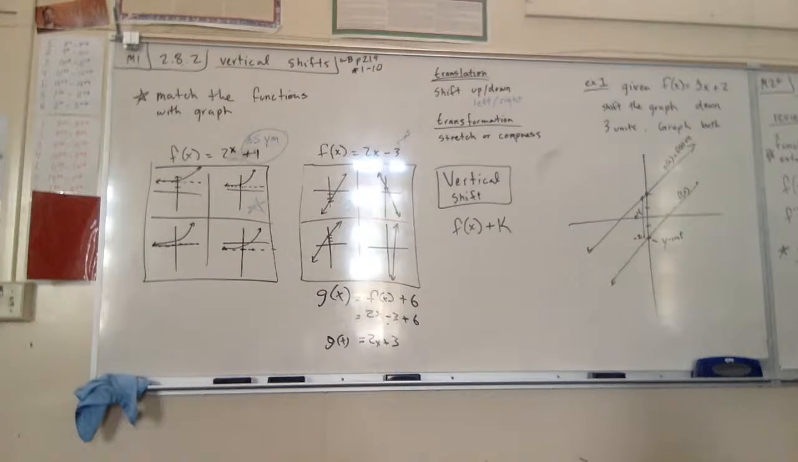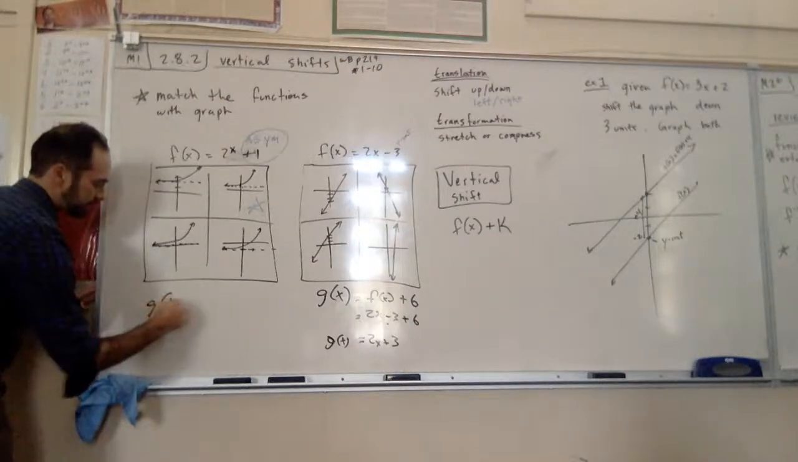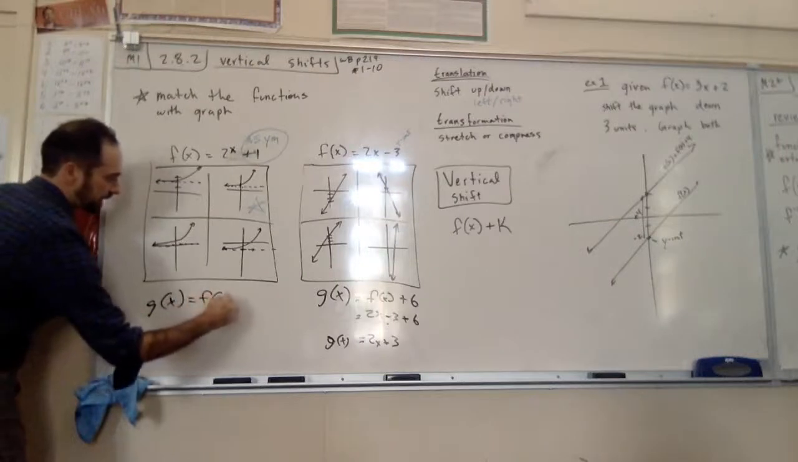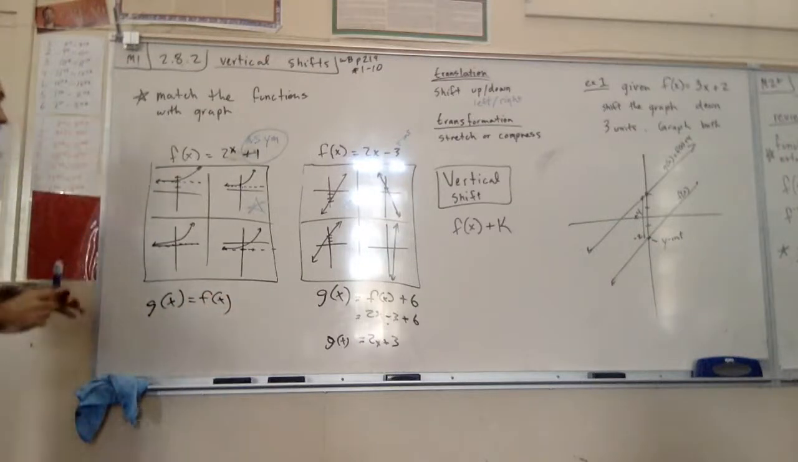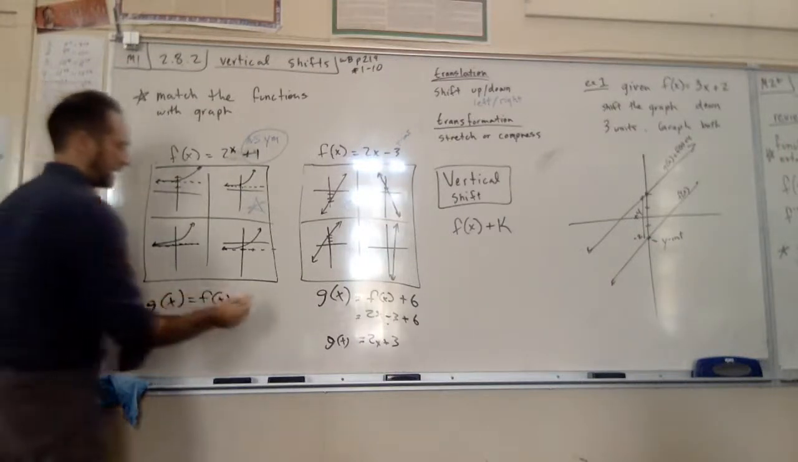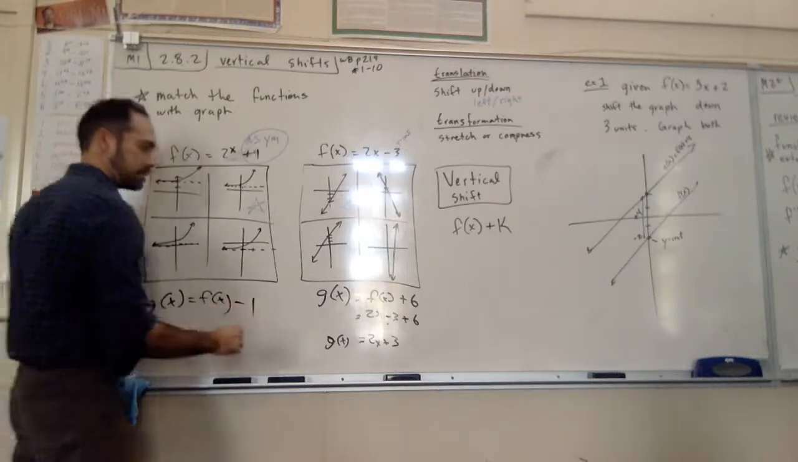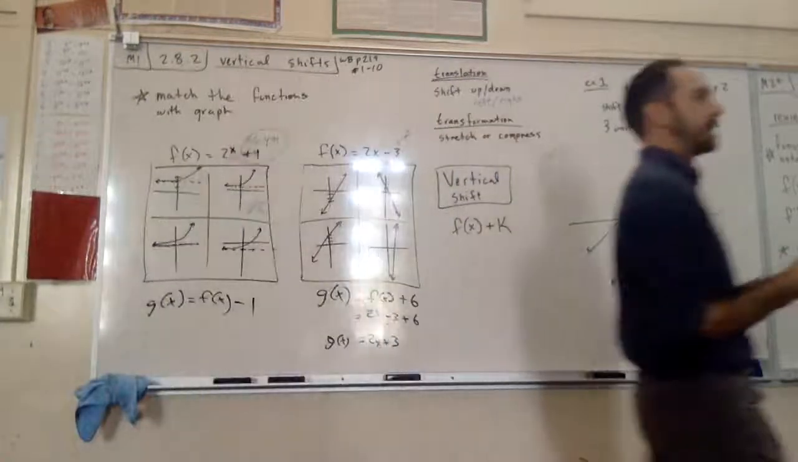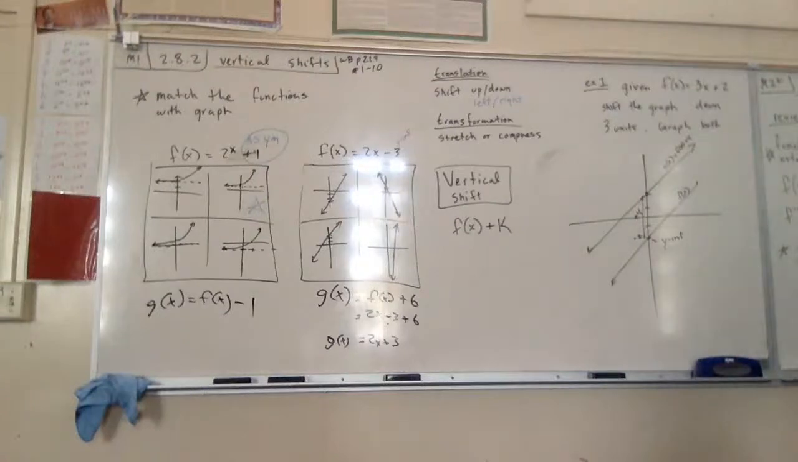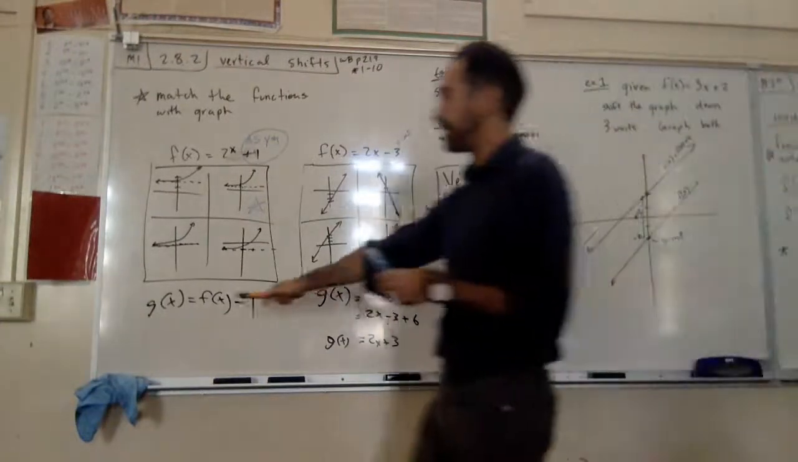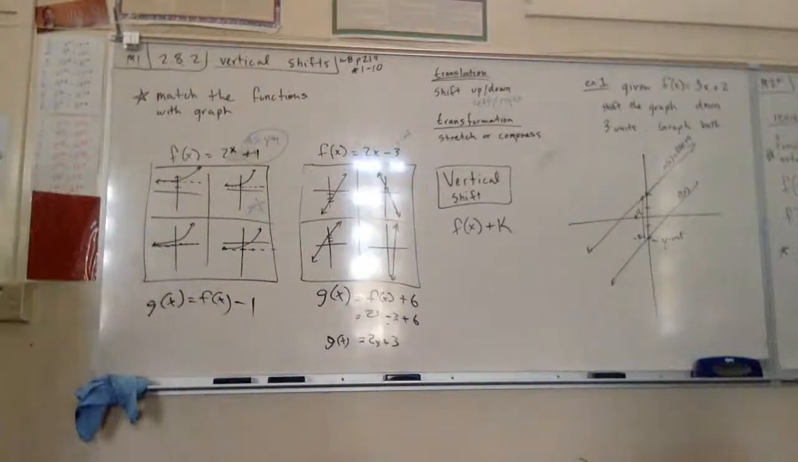Okay. So I want you to do this. I want you to find new g of x that takes f of x and shifts it down 1. Which one matches? Tell your neighbor, 10 seconds. I want you to take f of x, shift it down 1 to find our new g of x function, and one of these graphs matches g of x. Tell your neighbor.